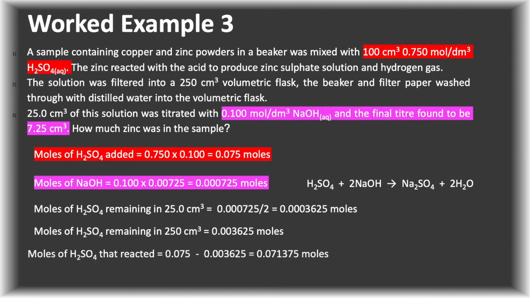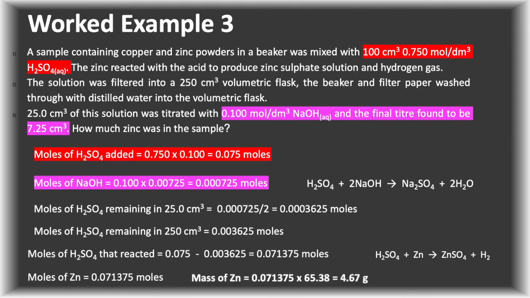So the moles that reacted is the moles we started with minus the moles that were still present, to give us 0.071375 moles. Let's look at the equation, and it's a 1-to-1 reaction, so that's the same number of moles of zinc that reacted, and so the mass of zinc is going to be moles times molar mass, and that gives us 4.67 grams of zinc were present.